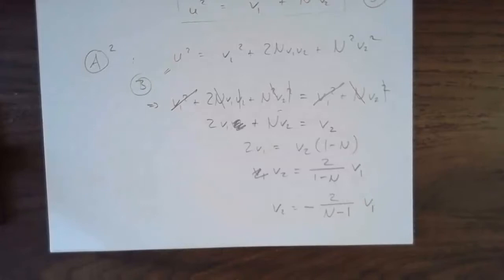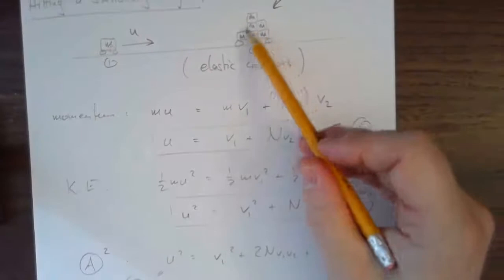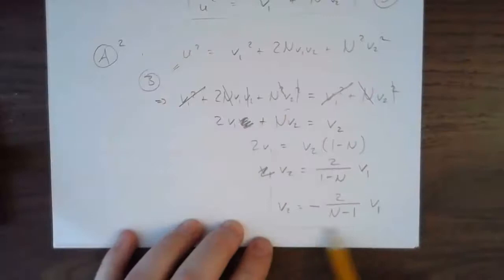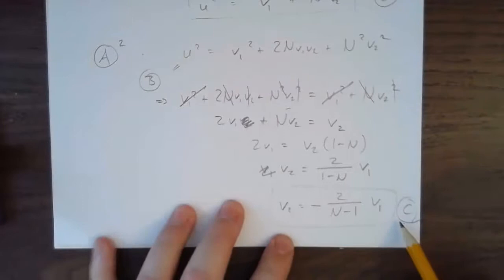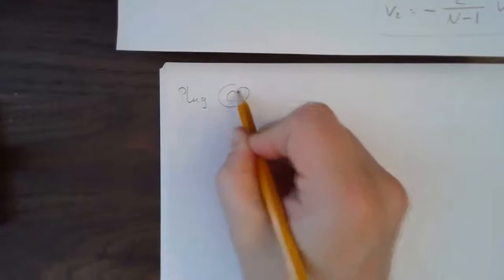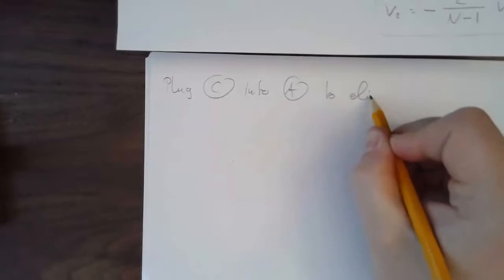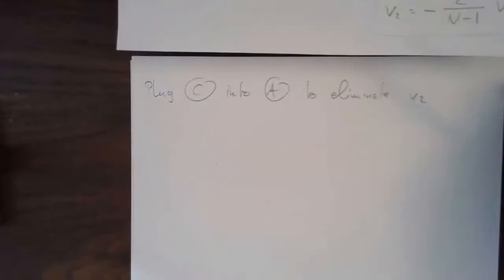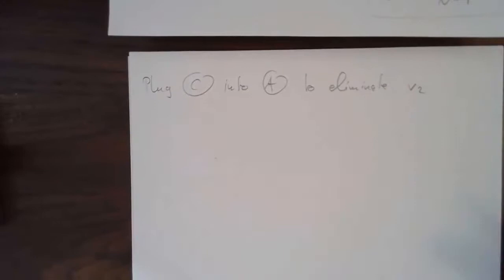Now, actually, I don't really care so much about v2, how quickly this card is moving after the collision. But the reason I did this is because now I'm going to take this expression, let me call this number 3, or C, using letters for equations right now, and plug C back into A to eliminate v2. Let me write this down and annotate what I'm doing, because that gives me a relationship between the incoming velocity and the bounce back velocity, or the velocity of the smaller card after the collision.